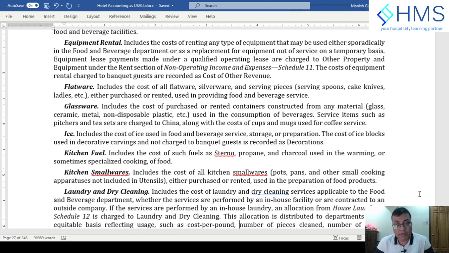Then you have ice. Ice is used only for consumption, food and beverage storage or preparation. The decoration will go to the cost of decorations.